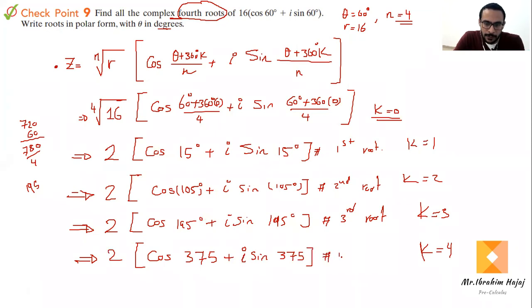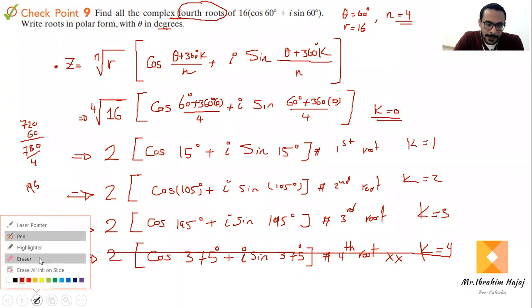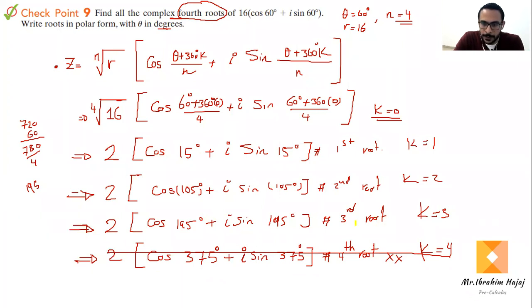And this is what? The fourth root. Okay, 375 exceeds 360, so we will not use it, right? We will stop here. We will highlight here, guys, my roots, all possible complex fourth roots of 16 cosine 60 plus i sine 60.